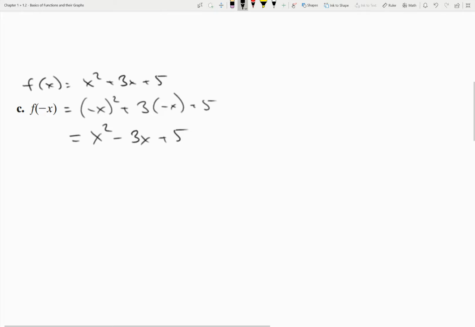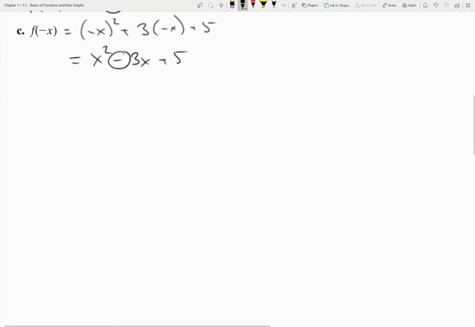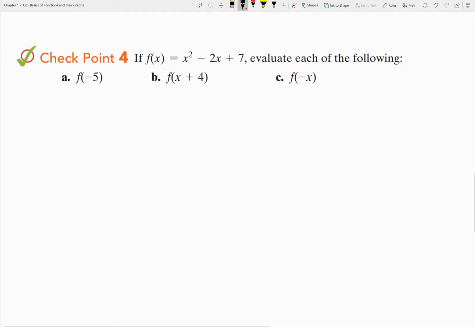So we didn't get it back to exactly where we started. My original function had a plus. Now this one has a minus. So there was a little bit of difference. We didn't get exactly the same thing. And that means something that we'll talk about in another section.